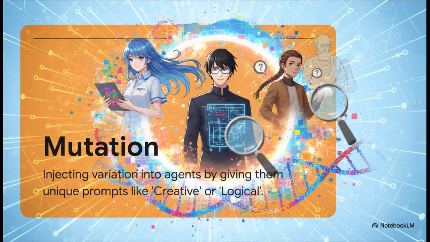This is where the magic of mutation comes into play. And yeah, it's pretty much the system's version of DNA. The orchestrator deliberately injects variation into each agent. One might be told, hey, you, be incredibly creative. Another gets the instruction to be strictly logical. And a third one might be told to be Socratic, questioning every assumption. This diversity is the absolute raw material needed for evolution to happen.